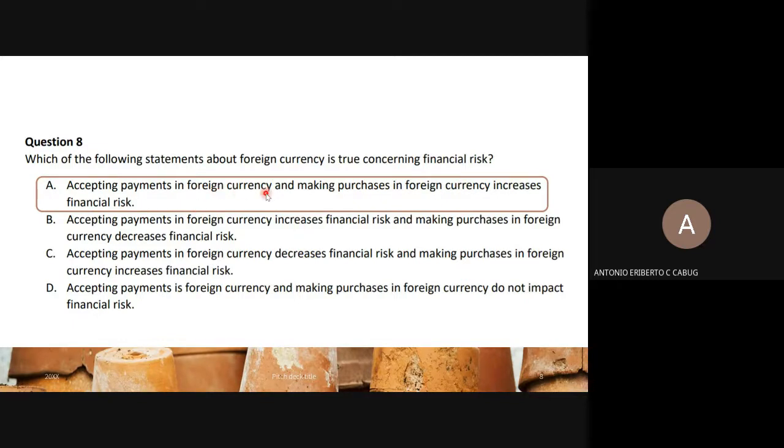Accepting payments in foreign currency, baka mamaya bumaba yung foreign currency value niya. Making purchases in foreign currency, paano kung tumaas yung value ng foreign currency? Both cases increase forex risk, which is broadly associated with financial risk. Correct answer is letter A. Very good, everyone. I can see na tama talaga ang mga sinasagot ninyo.